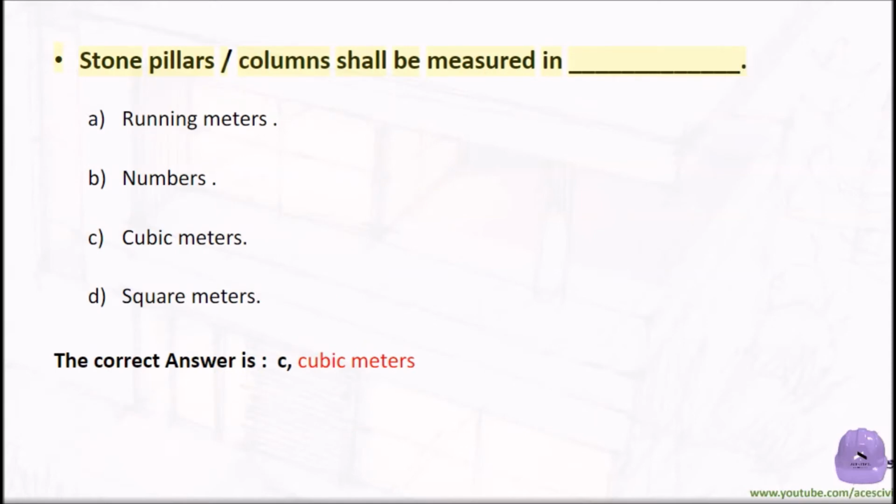Stone pillars and columns shall be measured in: A. Running meters, B. Numbers, C. Cubic meters, D. Square meters. The correct answer is C. Cubic meters.